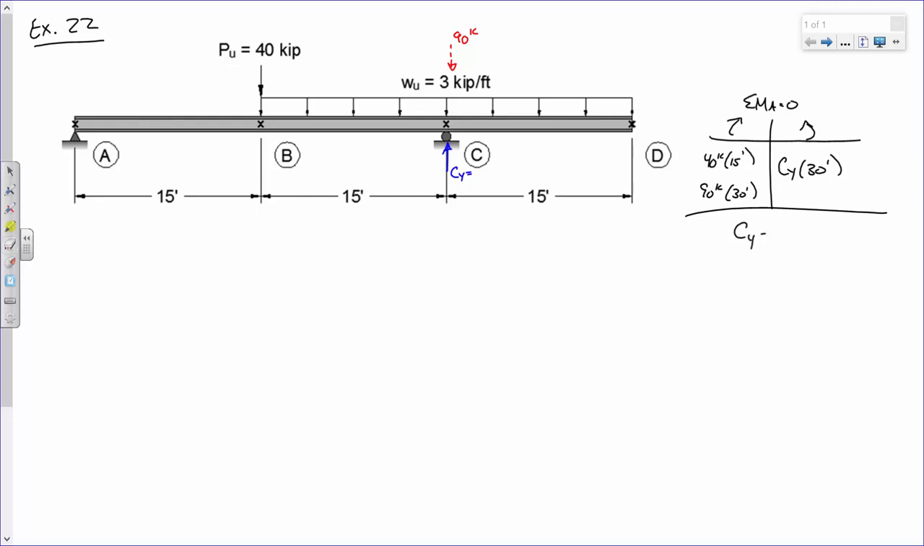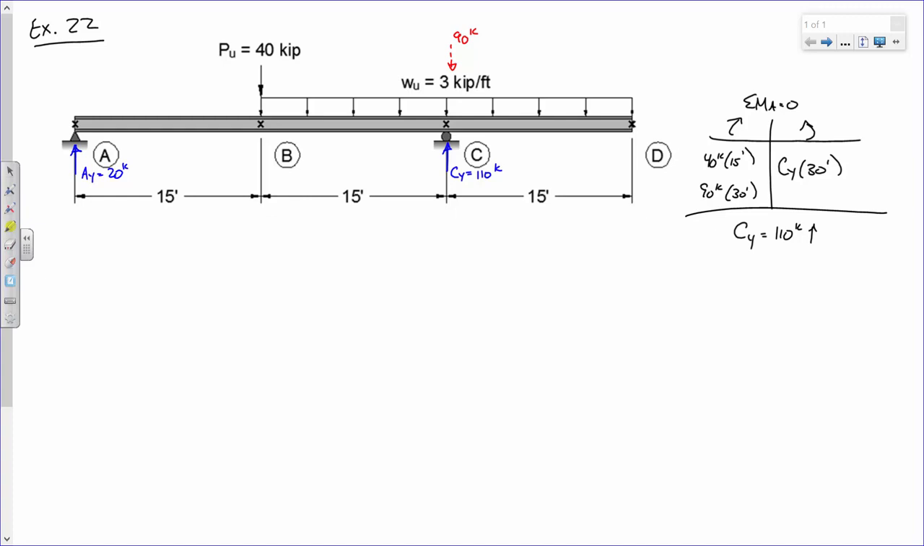Somebody tell me what C sub Y is. Going up. Do I have a second on that? Yes. So 110 going up. So if I got 40 going down and I got 90 going down, that's 130 going down, 110 going up. Let's see, what's A sub Y? 20.